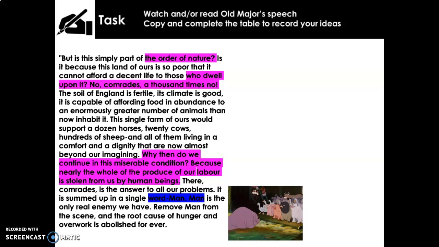So he's actually using some of that logos, some of that facts. He's saying that the soil of England is fertile, its climate is good. So he's using facts to convince people.